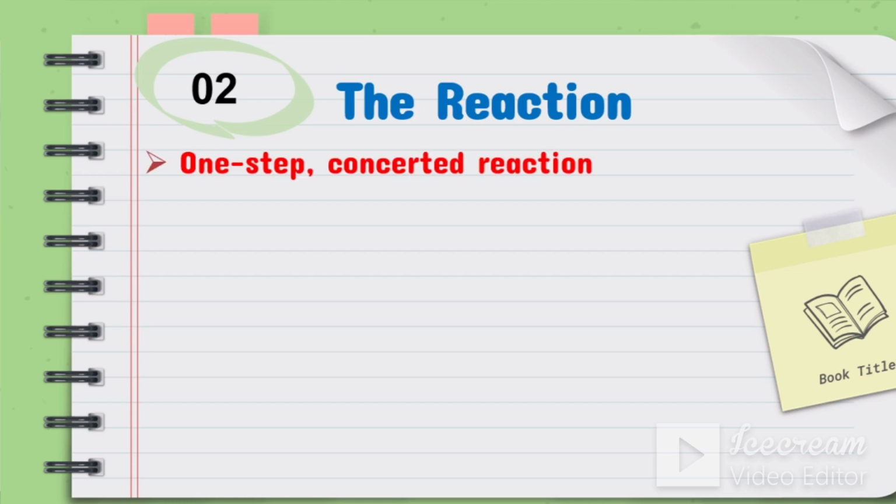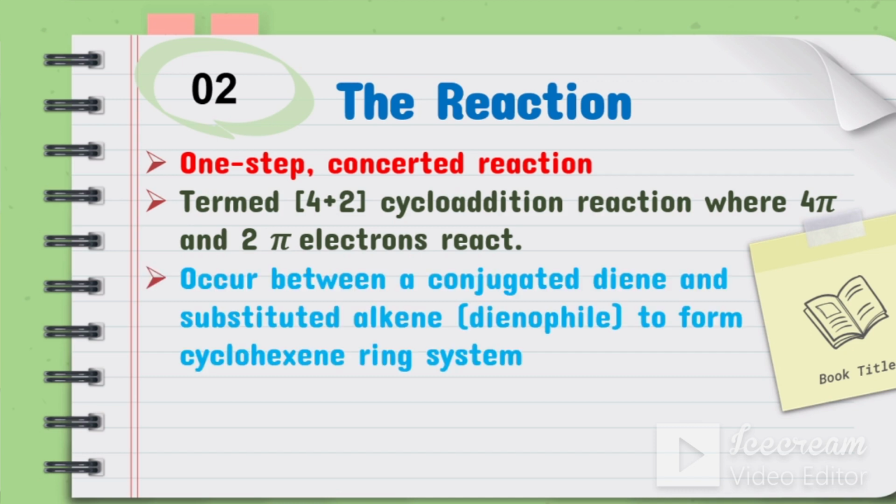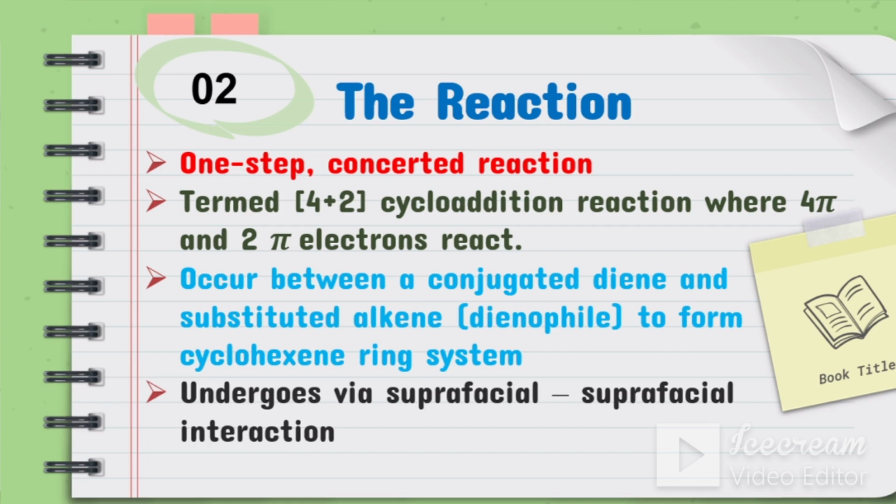This reaction is a one-step, concerted reaction. Concerted means formation of new bonds and breaking of bonds happen together. The second point is that this reaction is a 4 pi plus 2 pi cycloaddition reaction, between a conjugated diene and a substituted alkene, that is the dienophile, to form a cyclohexene ring system. The reaction undergoes via suprafacial interaction.